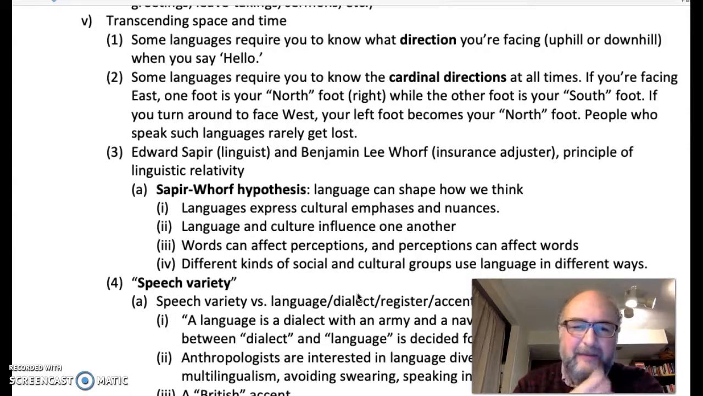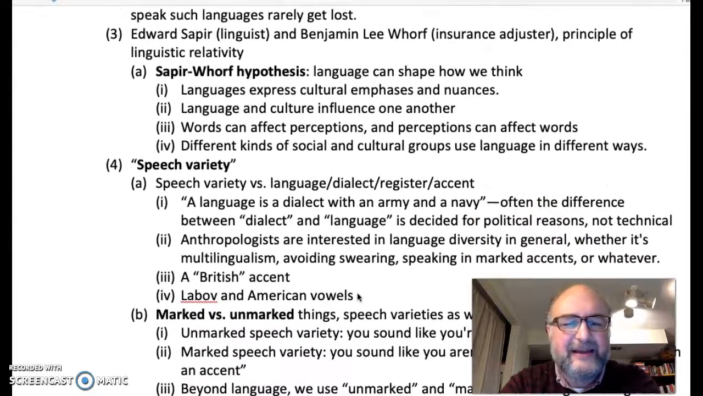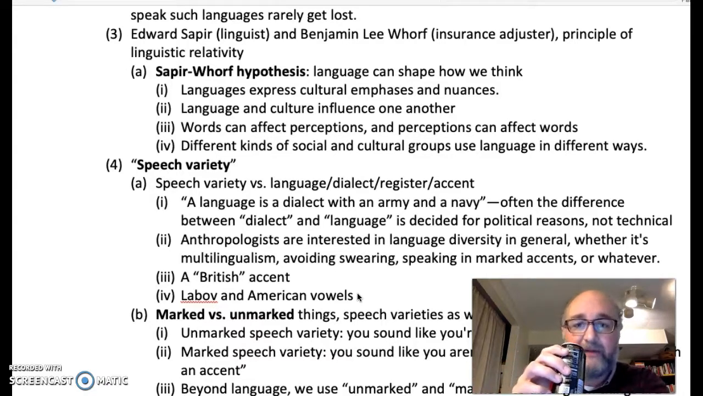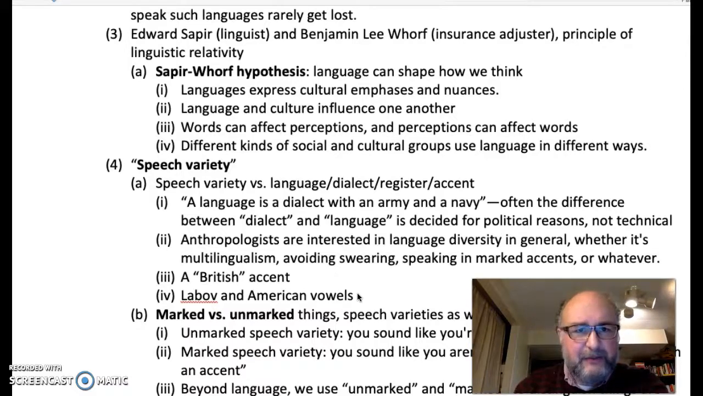So the people who are best associated with this idea that language reflects your culture and the needs of your society are Edward Sapir and Benjamin Lee Whorf. Edward Sapir, of course, is a linguist, and Benjamin Lee Whorf, of course, is an insurance adjuster. This is the principle of linguistic relativity.